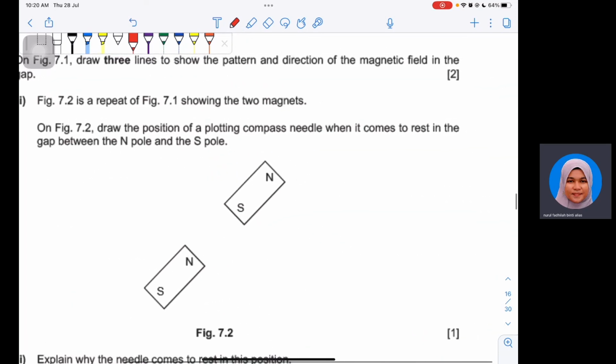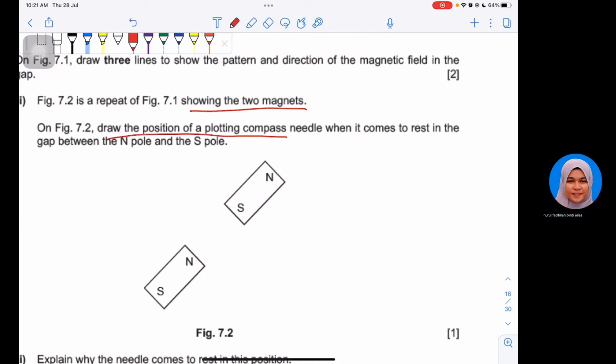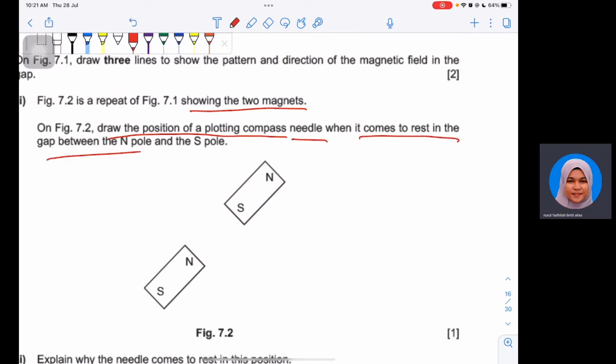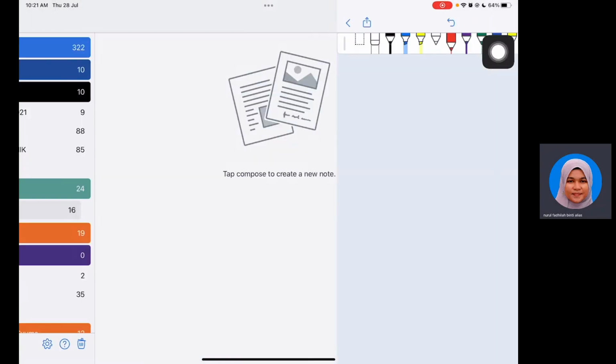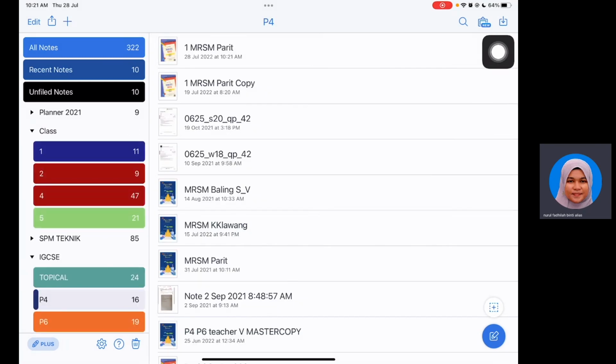Figure 7.2 is a repeat of figure 7.1, showing two magnets. Draw the position of plotting compass needle when it comes to rest in gap between the North Pole and South Pole. Ni eksperimen yang mana ni? Kalau awak buat masa lower form dulu, form apa? Form 2 ke form 1?